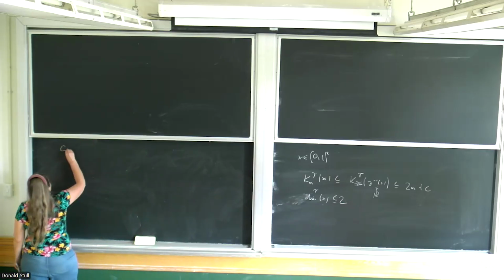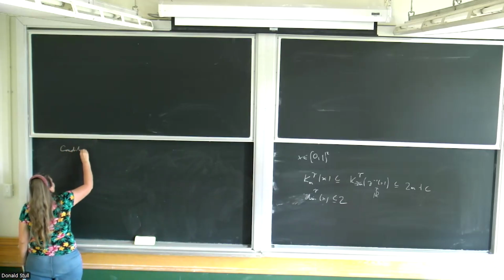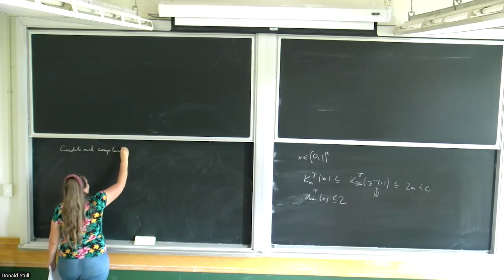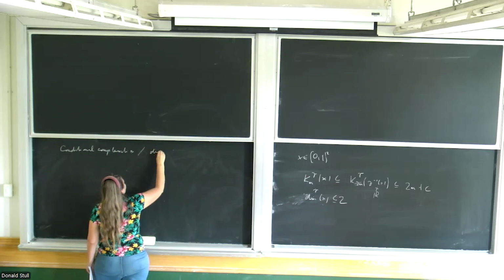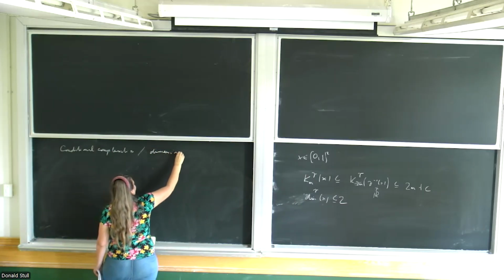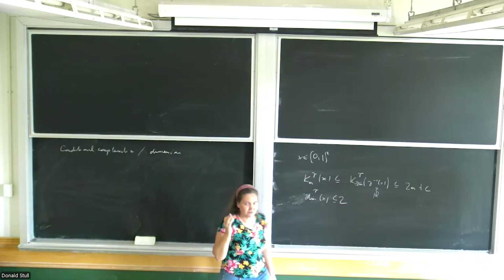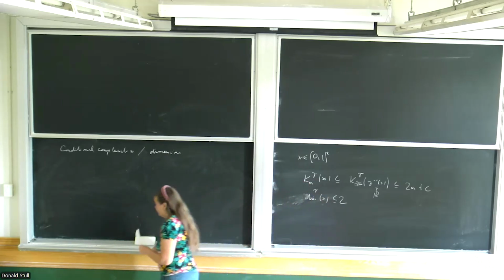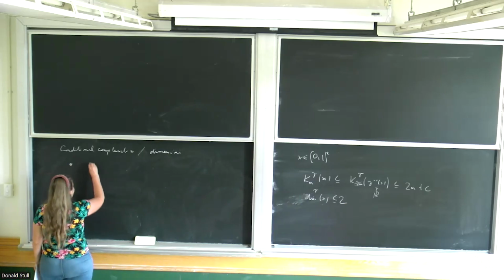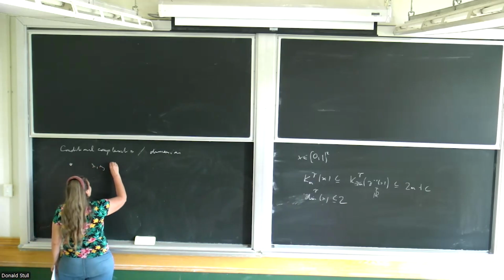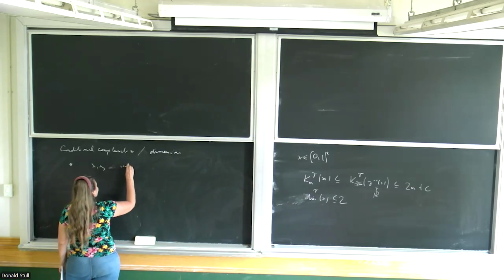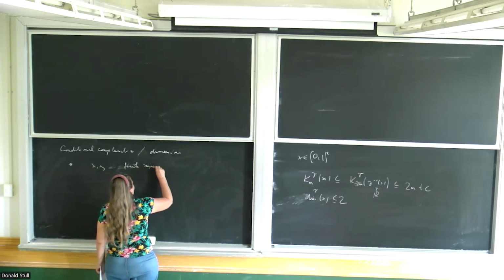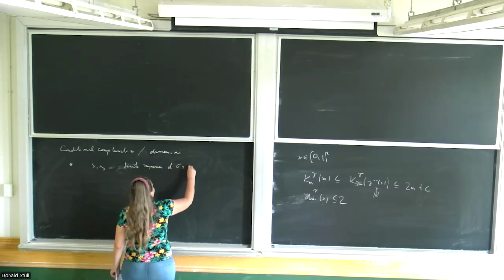So conditional complexities and conditional dimensions. This is something very similar to conditional expected value or conditional probabilities in probability theory. So first let's do the discrete version. We have two finite sequences. X and Y are finite sequences of zeros and ones.